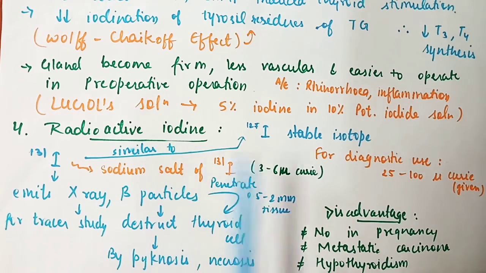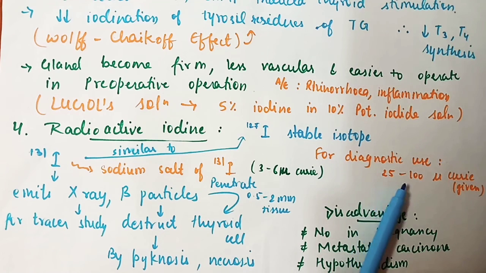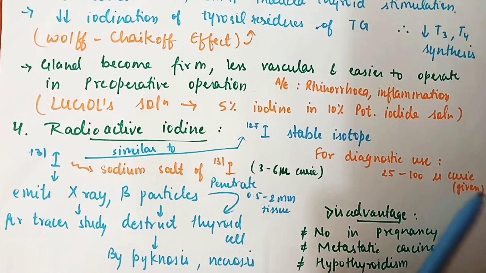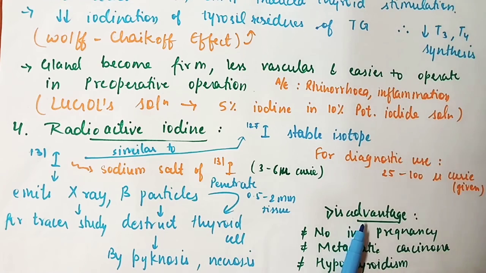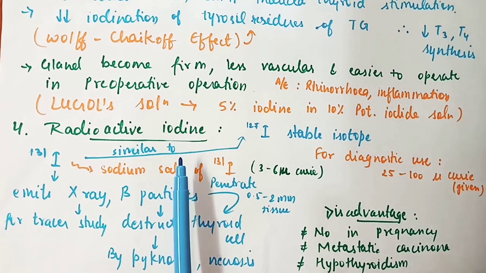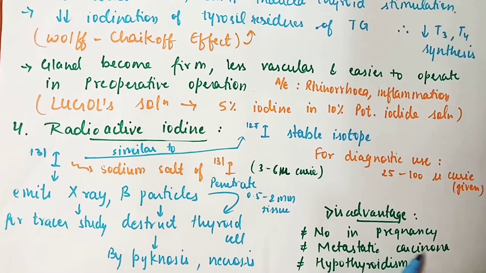This radioactive iodine is used for diagnostic use, and the amount used is 25 to 100 microcurie. And the disadvantages of use of radioactive iodine are severe, that is, they cause metastatic carcinoma and hypothyroidism. Therefore, they are not used in pregnancy because they cause hypothyroidism in the fetus too.